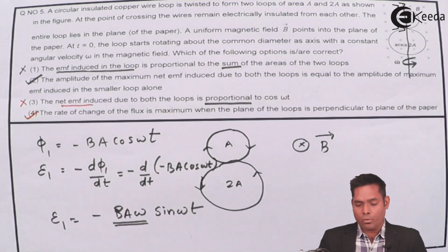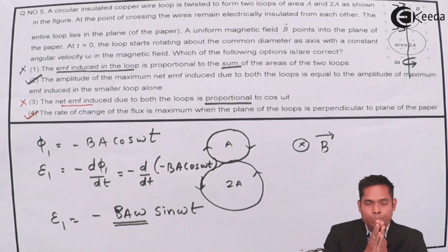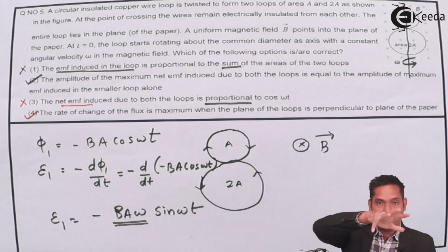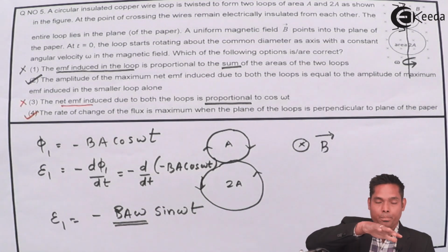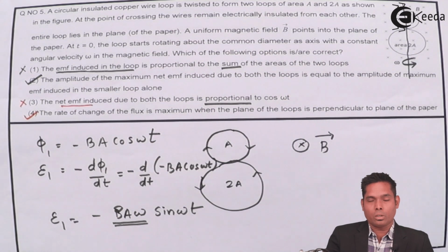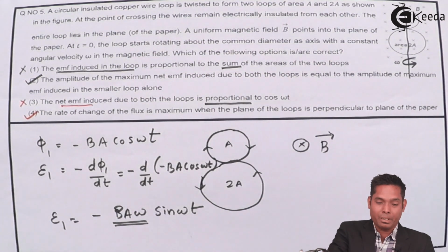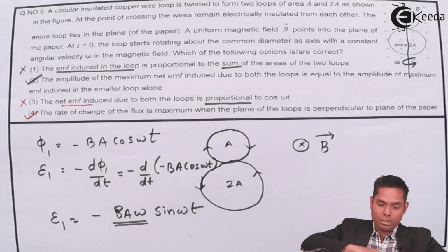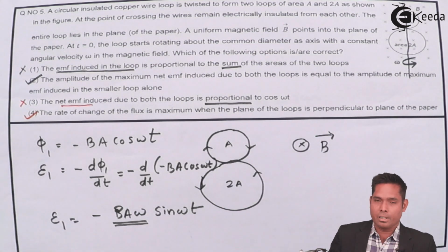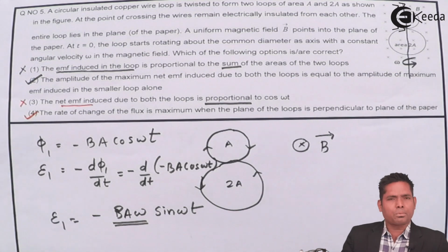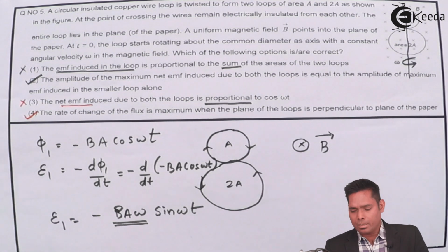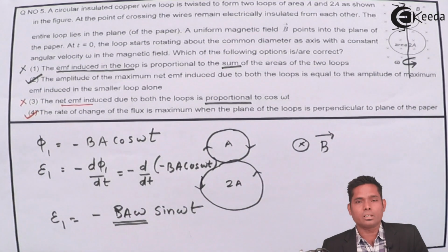So the rate of change of flux is maximum when the loop is perpendicular to the plane of the paper. If the plane of the paper is like this, the loop should not be parallel to this, it should be placed like this. In that case, the rate of change of flux is maximum. So these are the two answers. Thank you.